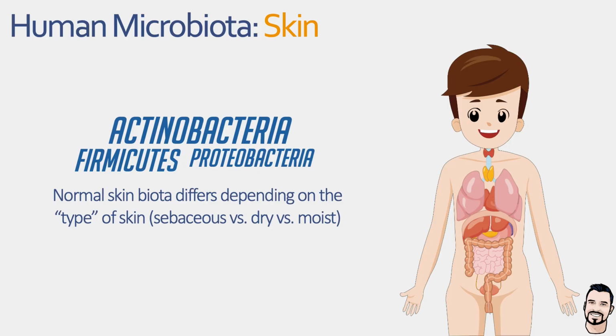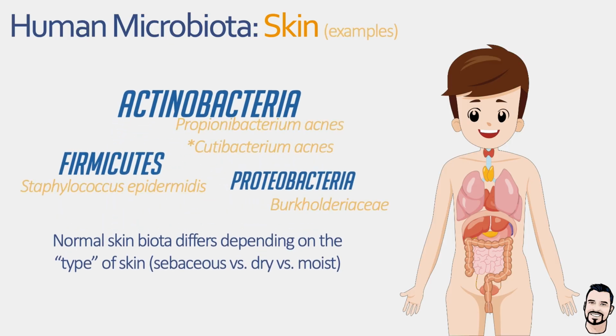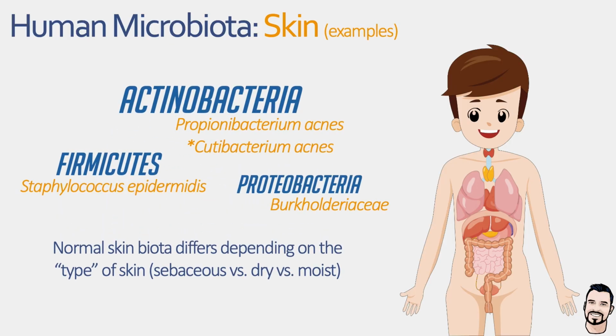If we were to look at some examples, Propionibacterium acnes, also known as Cutibacterium acnes, is commonly found on oily skin, producing lipases that break down sebum into fatty acids, which serve as nutrients for other microorganisms, which is good. However, when it overgrows, it can trigger inflammation and contribute to acne, which is bad.